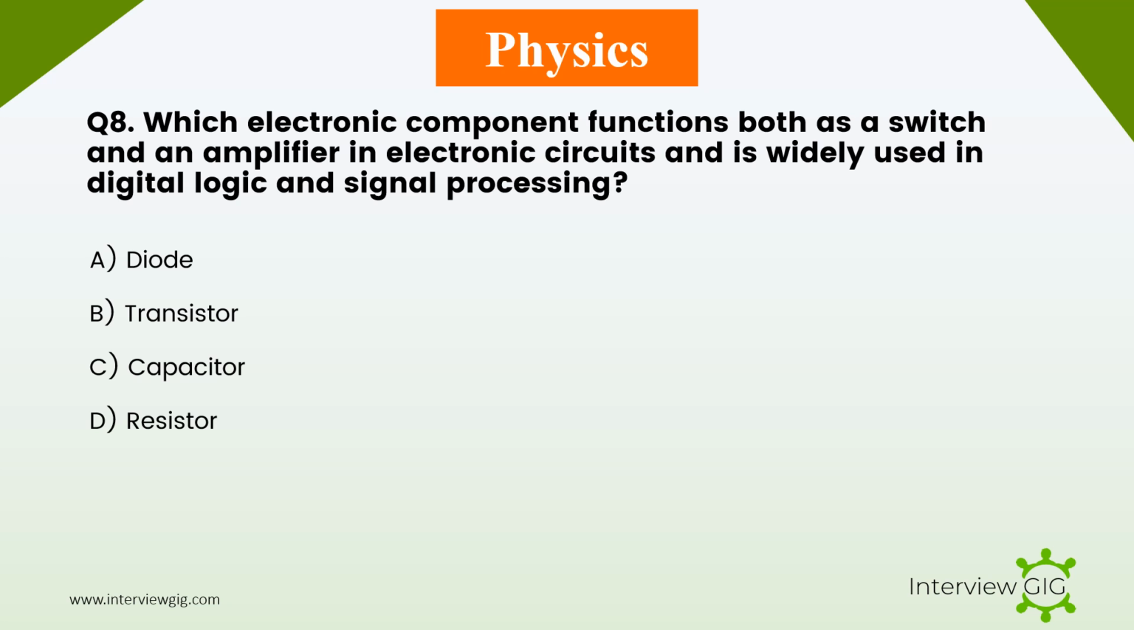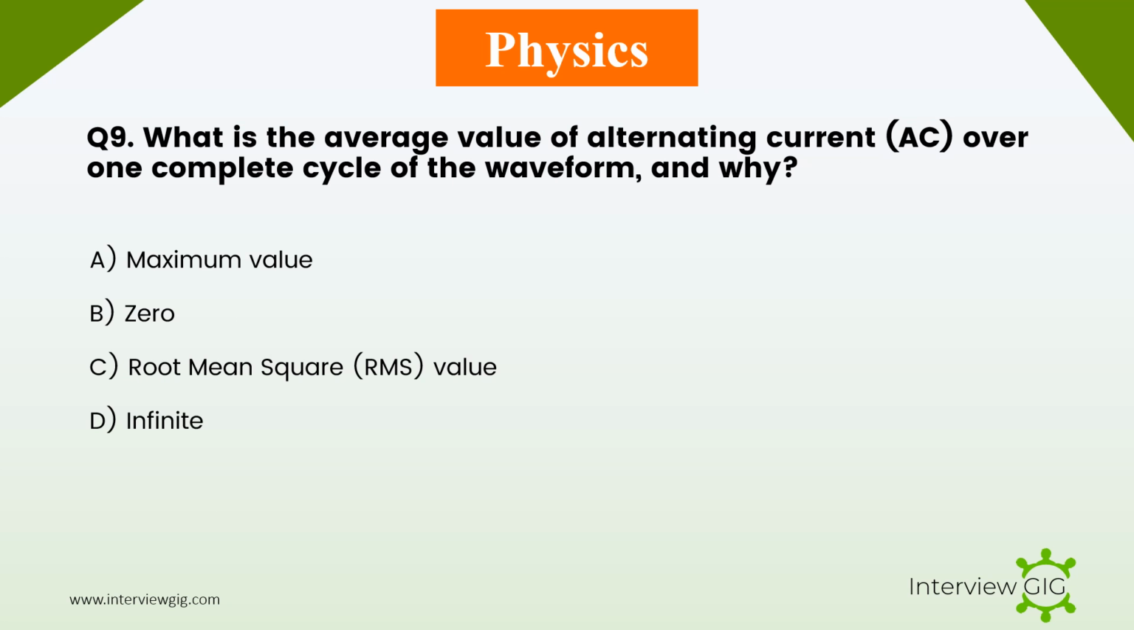Next question. Which electronic component functions both as a switch and an amplifier in electronic circuits and is widely used in digital logic and signal processing? Options. A. Diode. B. Transistor. C. Capacitor. D. Resistor. Answer B. Transistor.